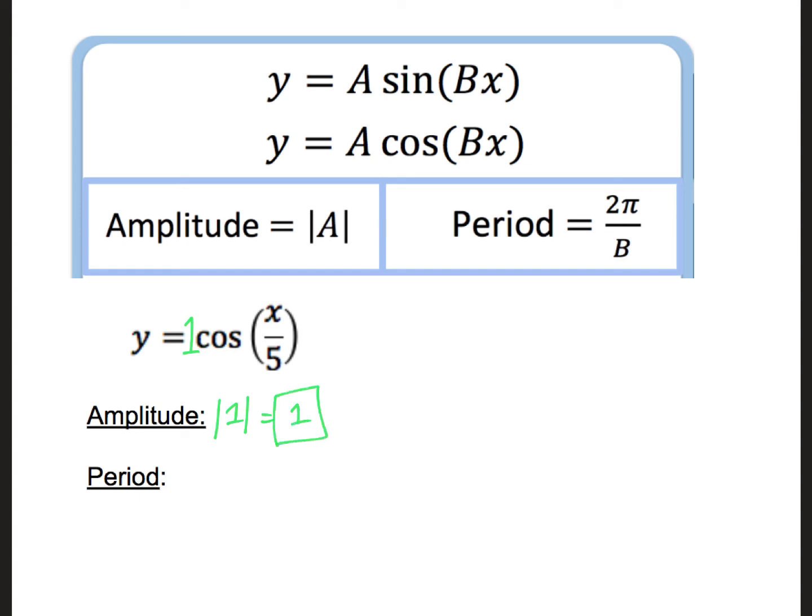Again, for our period, we are going to use the number in front of x. Now, if I wanted, I could rewrite this equation as cosine of 1 over 5x. Technically, there's a 1 right next to that x on the top. So my b value that I'm going to use to find the period of the function is 1/5. So I am going to do 2 pi divided by 1 over 5 for my period of the function. Now, in order to get 1/5 out of the denominator, we are going to multiply by the reciprocal. So we're going to multiply by 5 over 1.